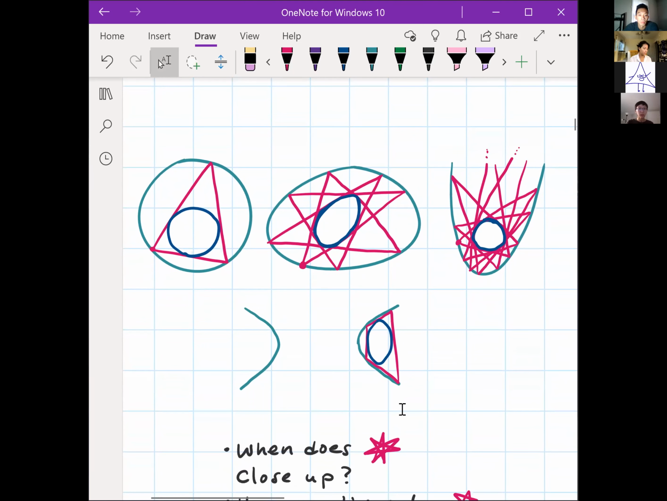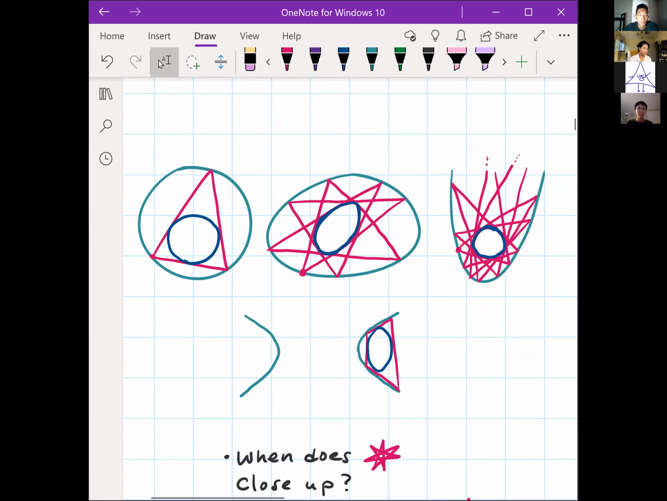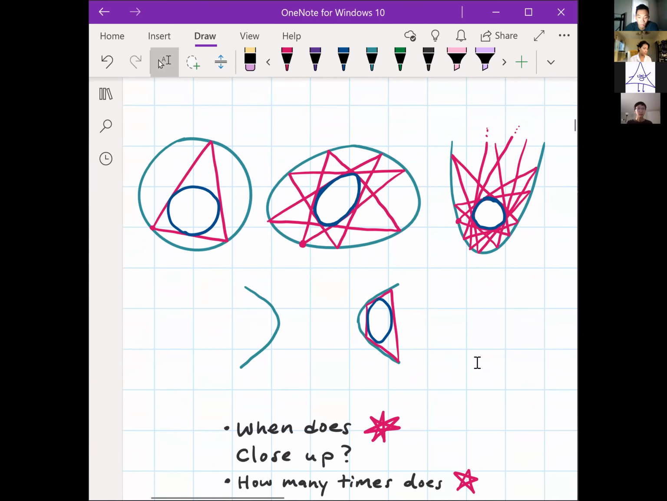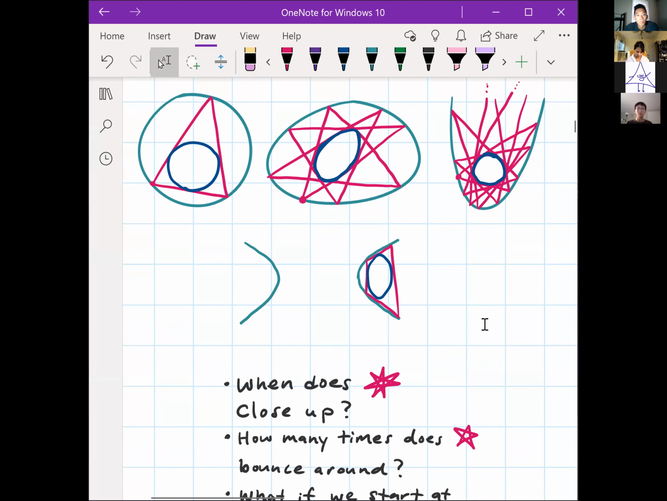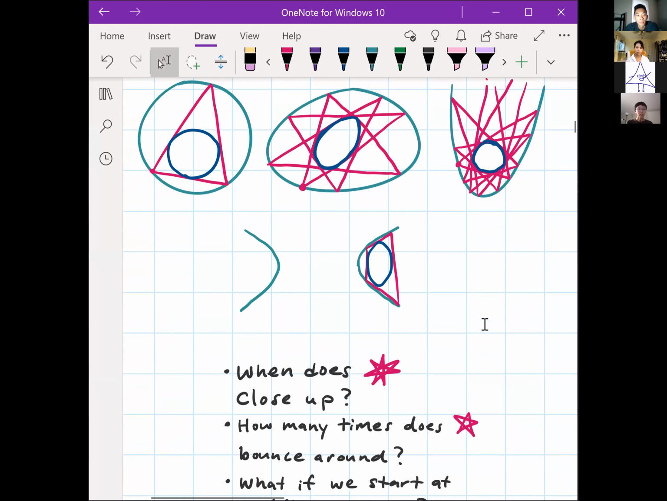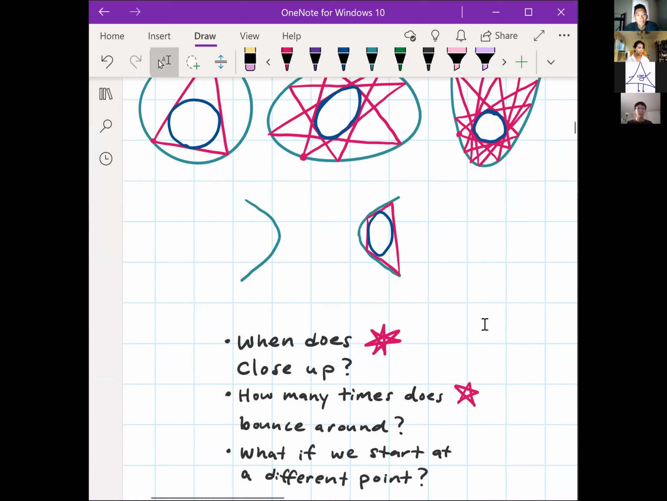Some questions we might be having at this point: when does this star-shaped thingy actually close up? Are there some conditions on the two conic sections that will ensure that we return back to our original starting point? Another question might be, how many times does this shape have to bounce around before we do close? Maybe that number will be infinite if it never returns to the starting point.